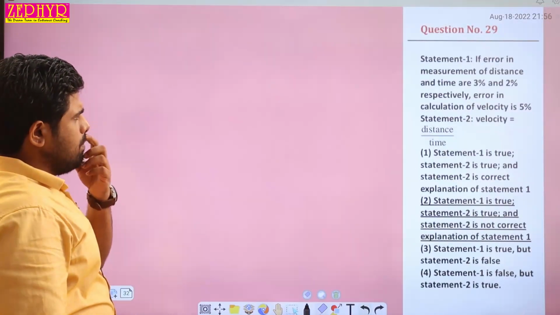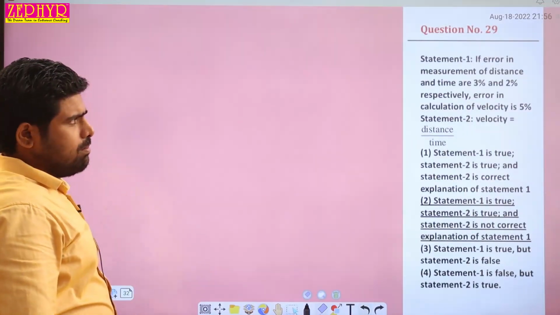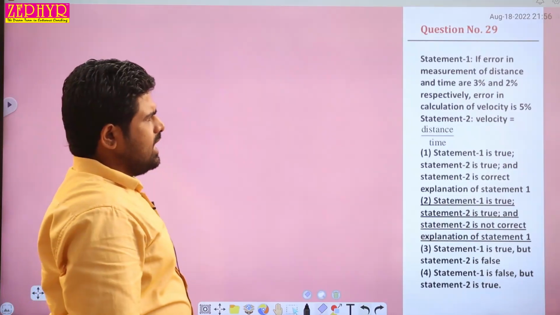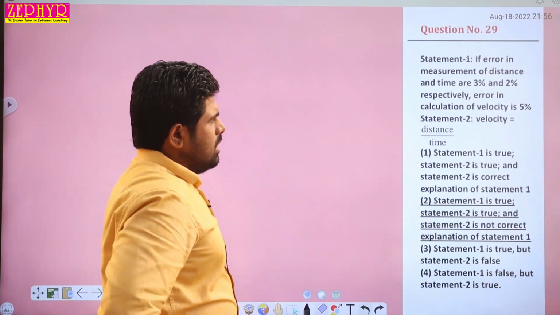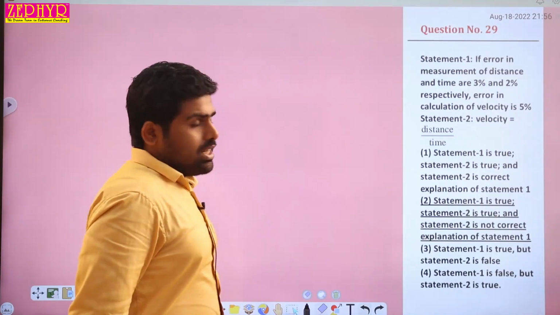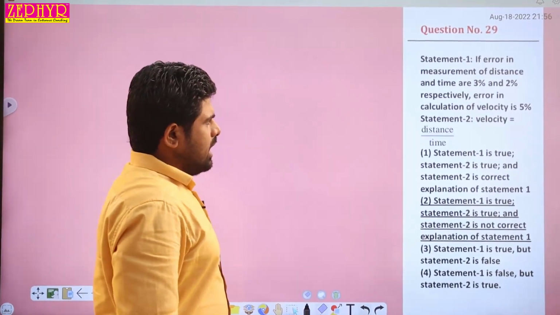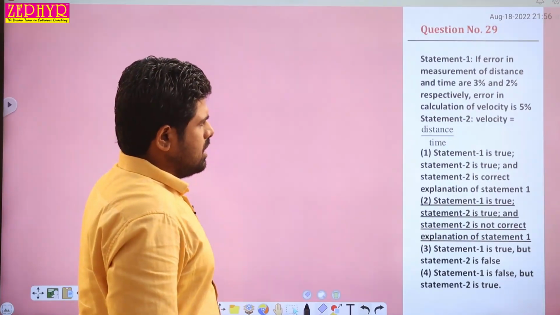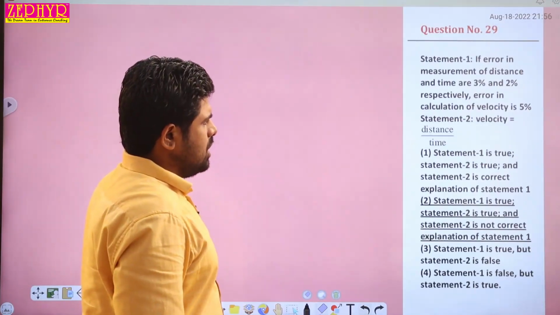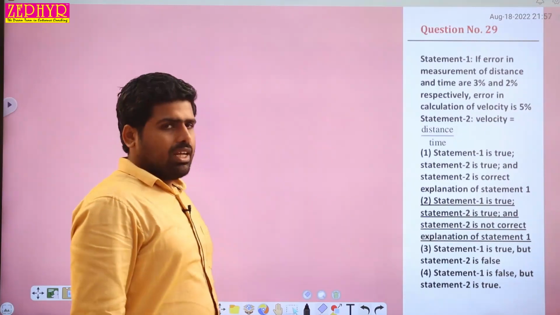Then question number 29, statement number 1. If the errors in measurement of distance and time are 3% and 2% respectively, the error in calculation of velocity is 5%. Statement 2, velocity is equal to distance divided by time.